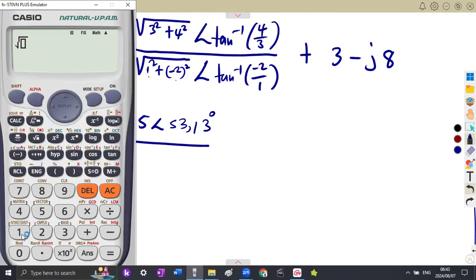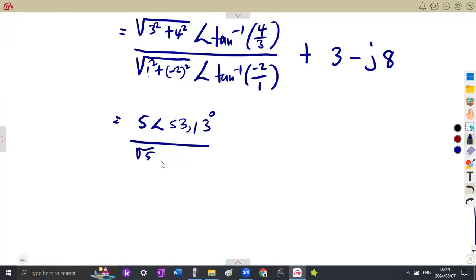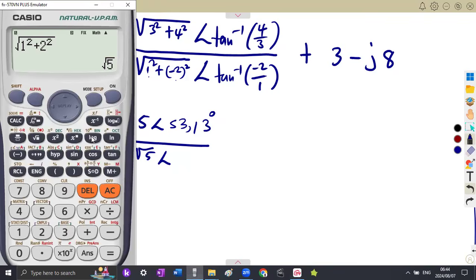All right. Then we do the same thing on this: square root of 1 squared plus negative 2 squared. So it's going to be square root of 1 squared plus negative 2 squared. That is square root of 5. Then the angle, it's arctan negative 2 over 1. So it's simply arctan negative 2.